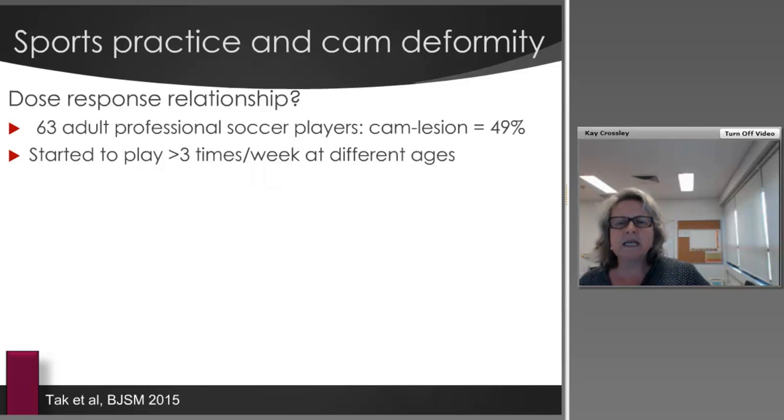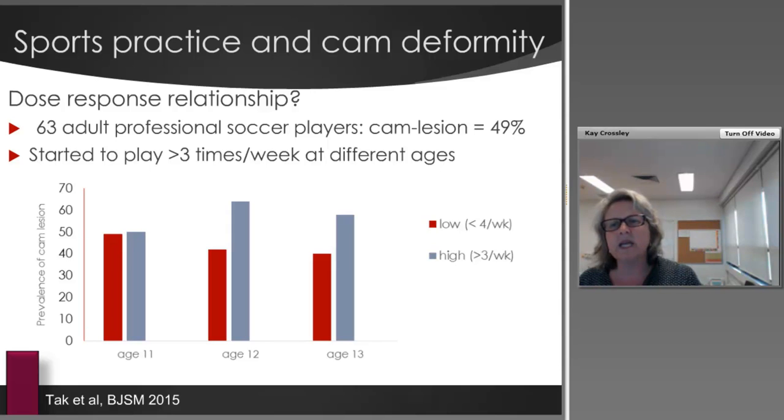The same group did a small study looking at, is there a dose-response relationship? So this was in the British Journal of Sports Medicine. It was in one professional soccer team which had a prevalence of alpha angle of a cam lesion of about 50%. And they looked at when people started to play soccer at least 3 times a week. And what they found was there was a relationship between people's age of when they started playing soccer.